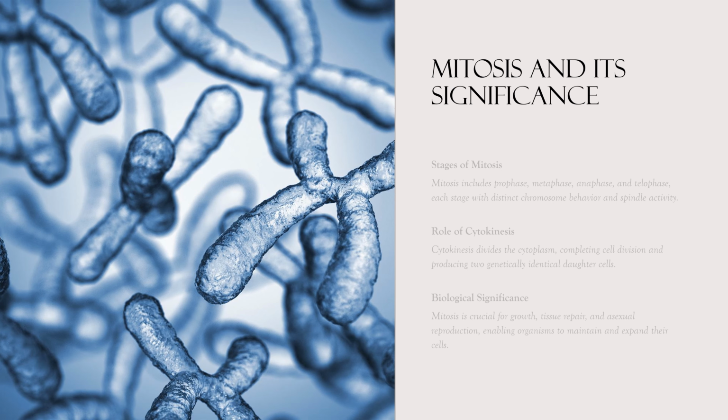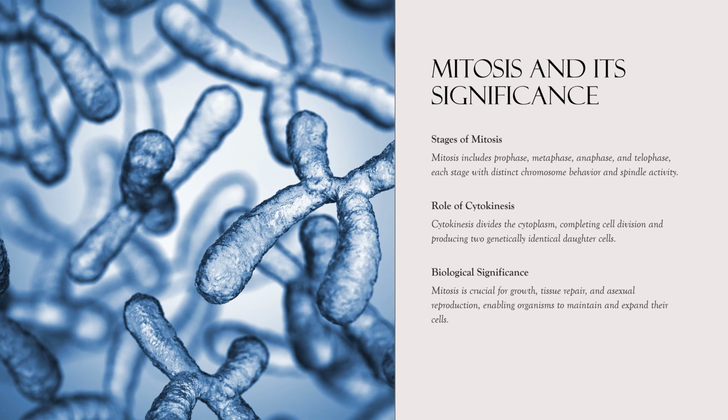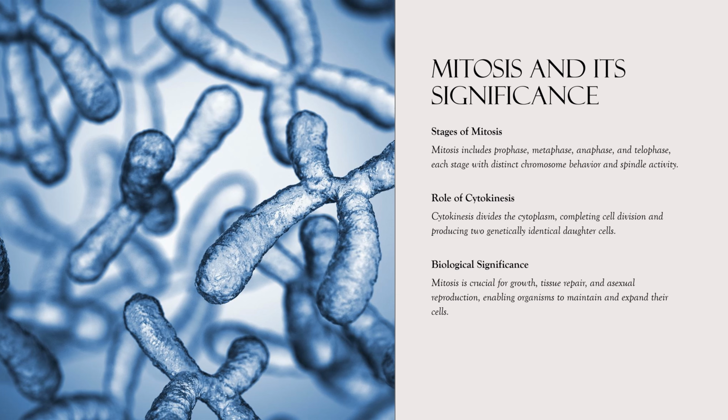Mitosis is the process of nuclear division resulting in two genetically identical daughter cells, essential for growth, repair, and asexual reproduction. It consists of prophase, metaphase, anaphase, and telophase. During prophase, chromosomes condense and the spindle forms. Metaphase involves alignment of chromosomes at the equator, ensuring equal separation. In anaphase, sister chromatids are pulled apart, and telophase sees the reformation of nuclear envelopes. Cytokinesis then divides the cytoplasm.